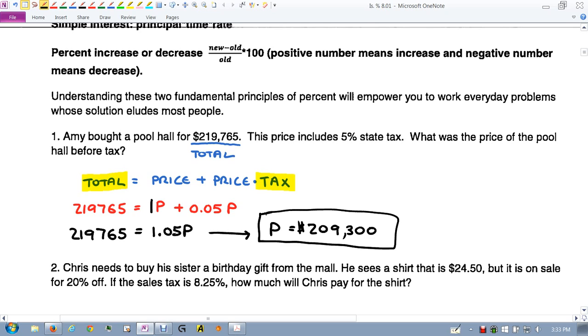Because if you just do that number times the 5%, you're going to get just what the tax was. So how much tax did she pay? You could subtract the two, right? Or you could just multiply that times 0.05, either way.